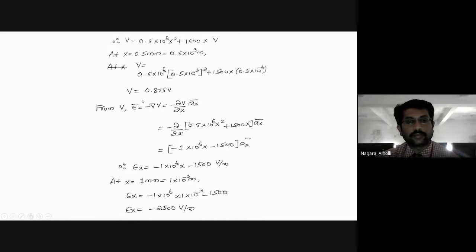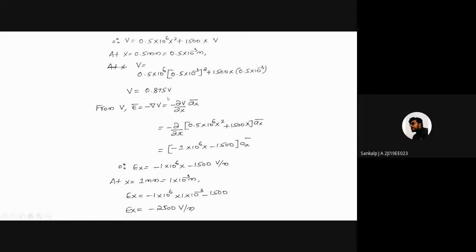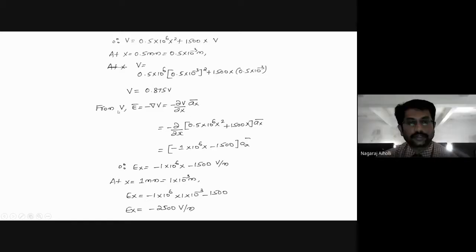Answer will be 0.875 volts. Everybody, are you getting this answer? Yes, sir. V is equal to 0.875 volts. Good. Okay. We found out the value of V.